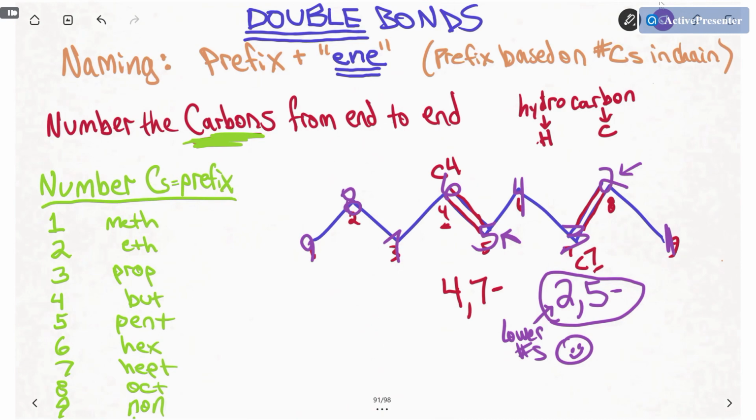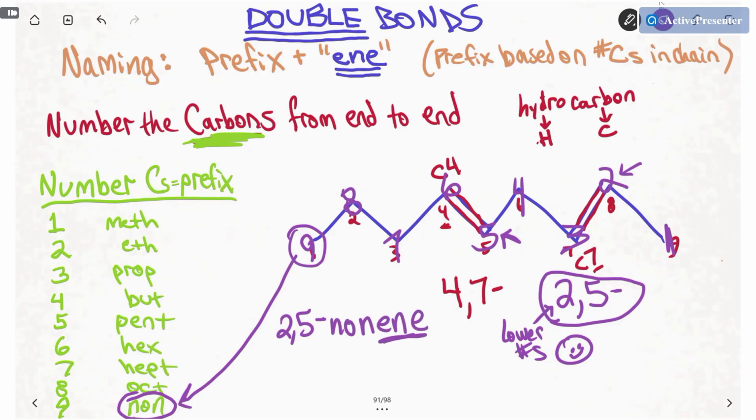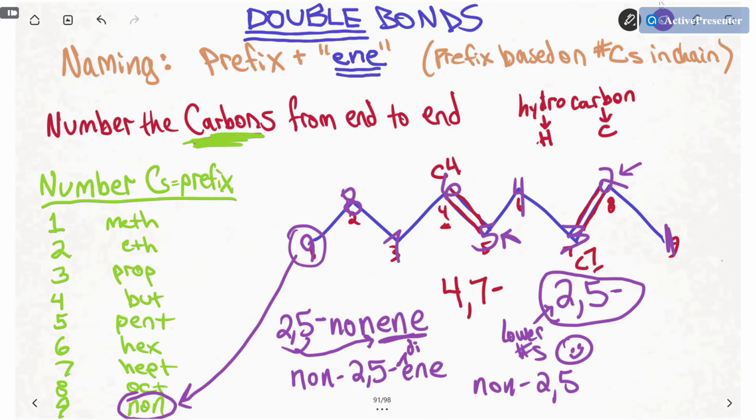Now, how are we going to name these again? Well, we know that this has a total of 9 carbons in the chain. So we're going to look for the prefix for 9, which is non. So we're going to say 2, 5, hyphen, nonene. Ene for the double bonds. The 2 and the 5 tell us where those double bonds start. Or you can go non hyphen 2,5 hyphen ene. But wait, did I forget something? I sure did, because it's not just one double bond, it's two double bonds. So we need diene. So this would be non-2,5-diene. Or the way I did it up here, 2,5-nonadiene.